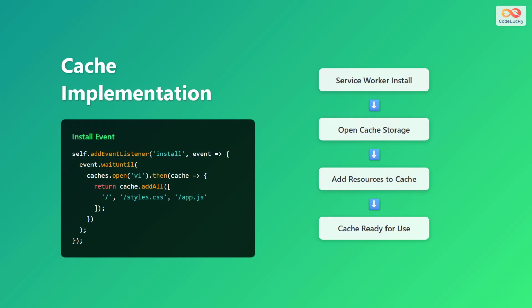Let's take a look at how caching is implemented in a service worker. The code snippet shows a sample install event listener. Inside the install event, we use the caches.open method to open a cache storage named v1. Then the cache.addAll method adds the given array of resources like root, style sheets, and JavaScript files to the opened cache storage. So when the service worker is installed, it opens a cache storage and caches the required resources. This way, the resources are readily available when the app is offline.